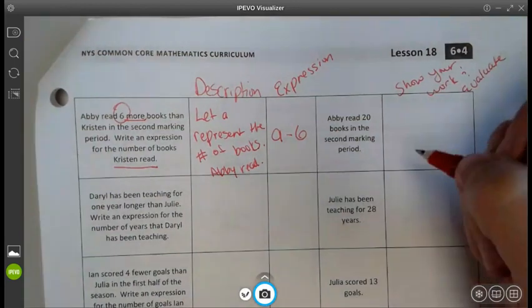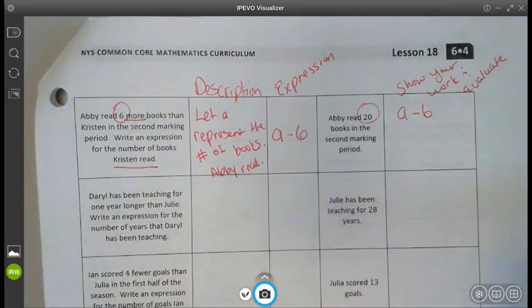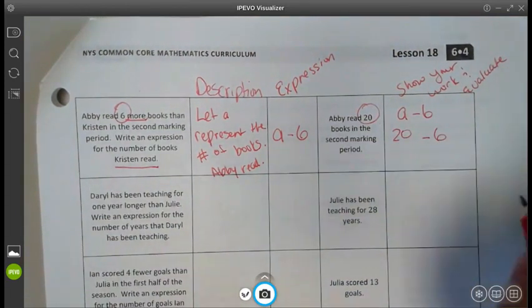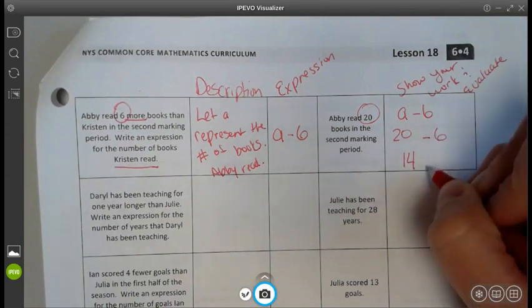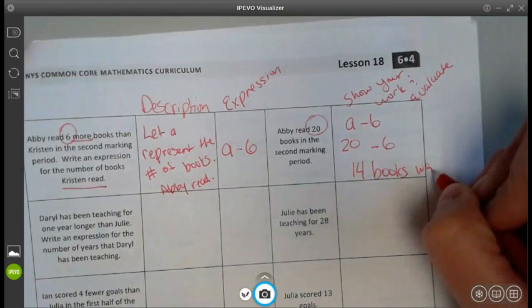All right, now let's solve. So Abby read 20 books in the second marking period. So that's going to help me solve for Kristen. If Abby read 20, I'm still taking away 6. 20 take away 6 is 14. And that means that 14 books were read by Kristen.